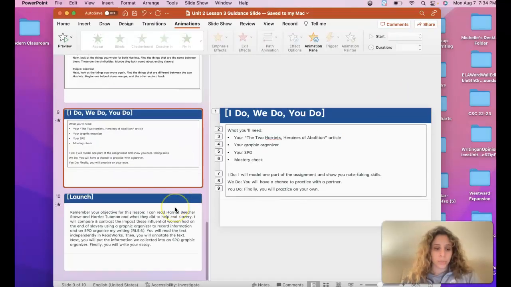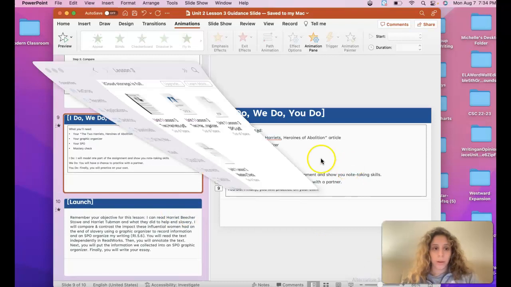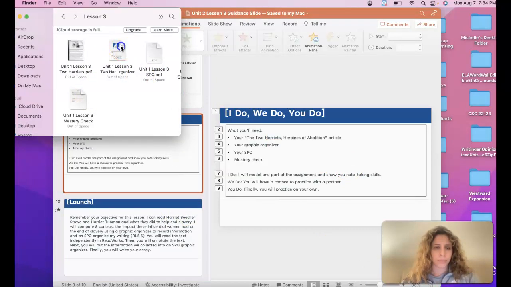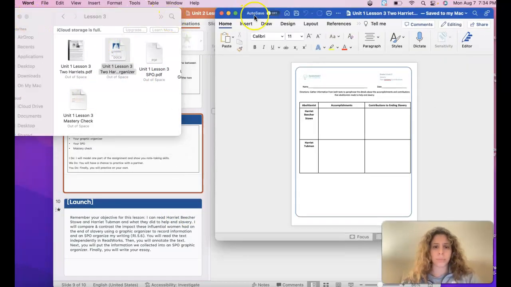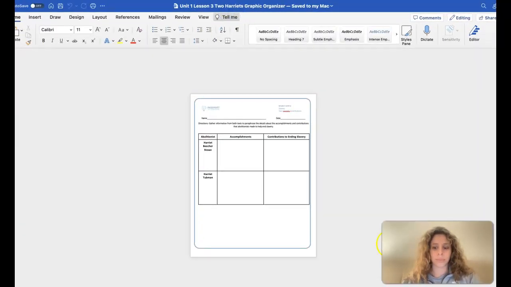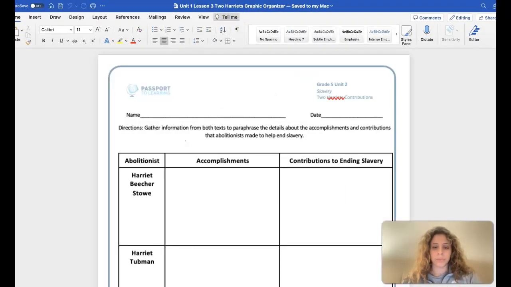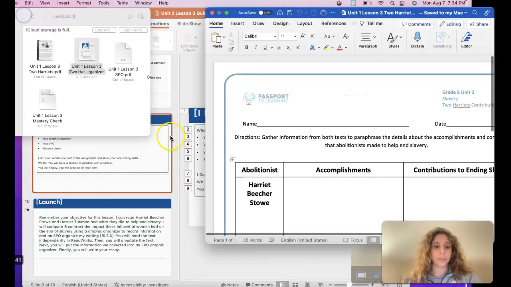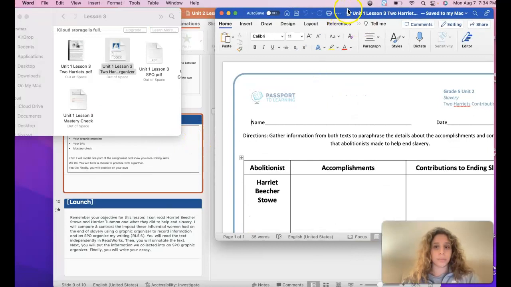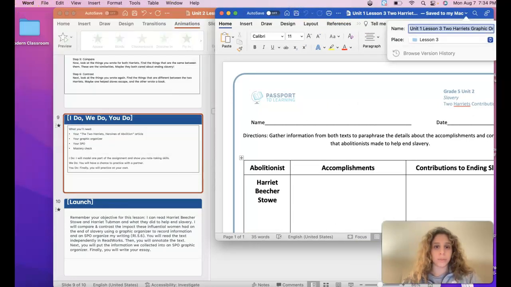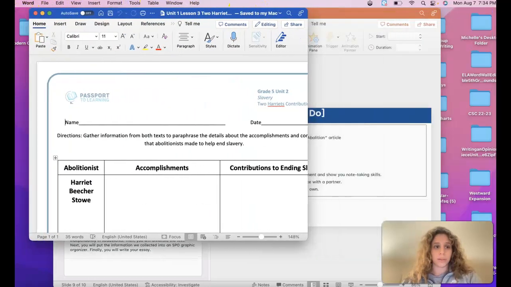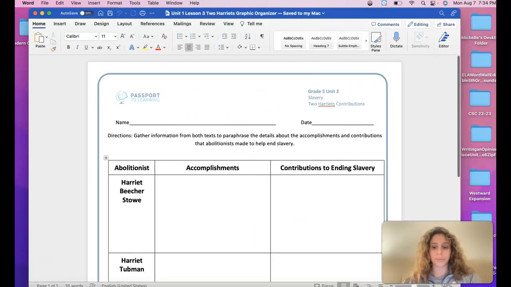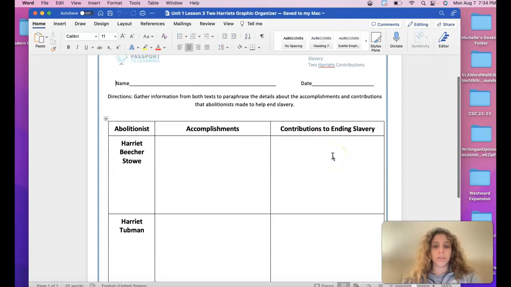So let me open that up. All right. Here's our graphic organizer. Hopefully you can see it. Let me put it over here. Hold on one second. All right. Here's our graphic organizer, and this is going to help us when organizing our writing for our SPO.